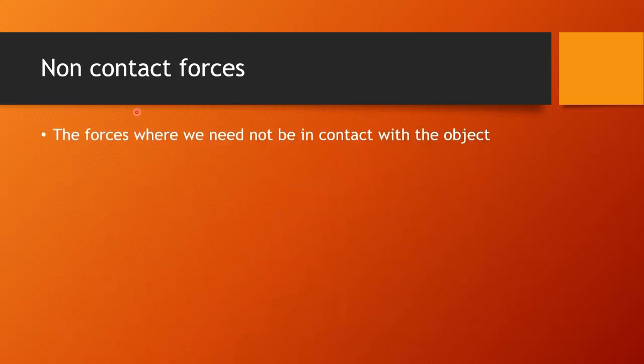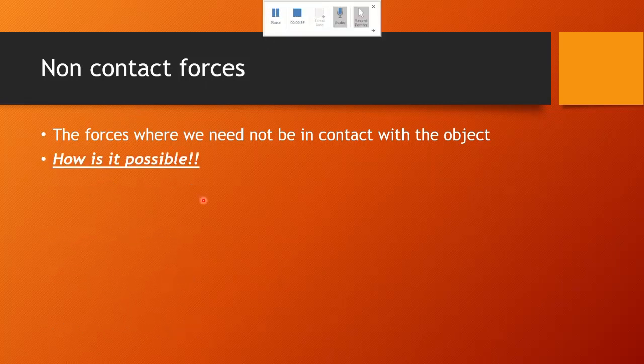Non-contact forces. So we learned about contact forces where two objects need to be in contact with each other. So what are non-contact forces? The forces where we need not be in contact with the object are called non-contact forces. So how is it possible? How can a force be applied when two objects are not in contact with each other? So there is an example.